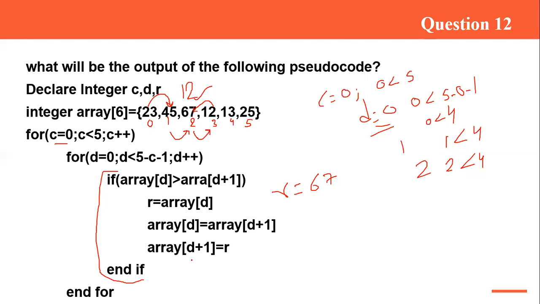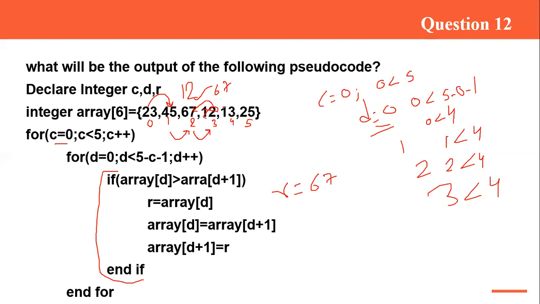Then AR of D plus 1 is equal to R. That means 2 plus 1 is 3. In the third index, I am taking it as R. What is R? 67. Got it? Now the array got updated as 23, 45, 12, 67, 13, 25. But are we stopping it here? No, we'll continue. D plus plus, D will become 3. 3 less than 4. It is true.